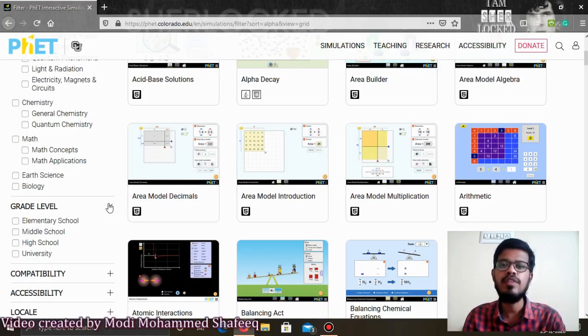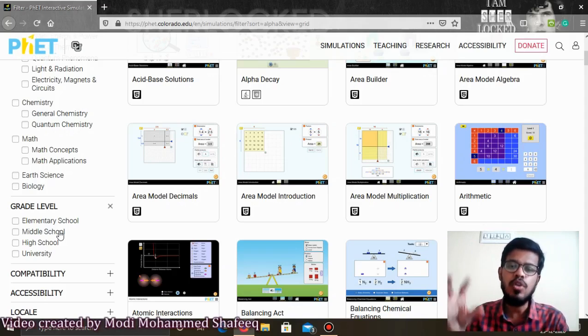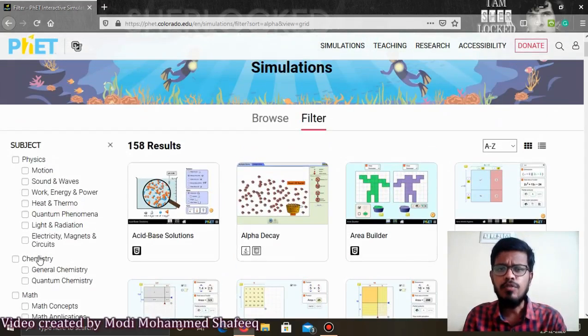For example, if you are teaching at elementary level, that is from 1 to 5th, you can pick elementary school. Or if you are teaching 6 to 8 concepts, then you should select middle school. If you are teaching 9th and 10th and you want to see the simulations for those children, then you should select high school. Or if you are teaching in colleges, then you should select university. So likewise you have to filter it.